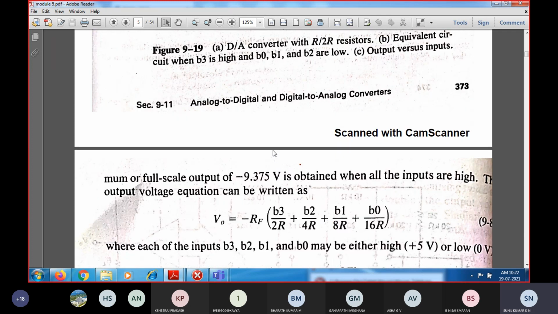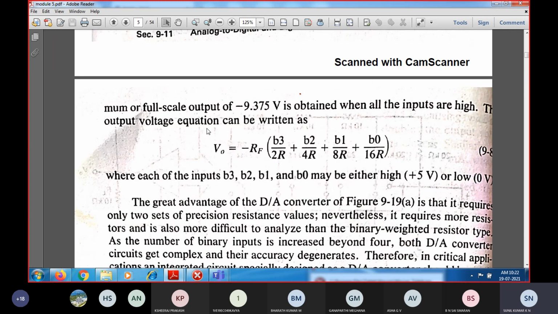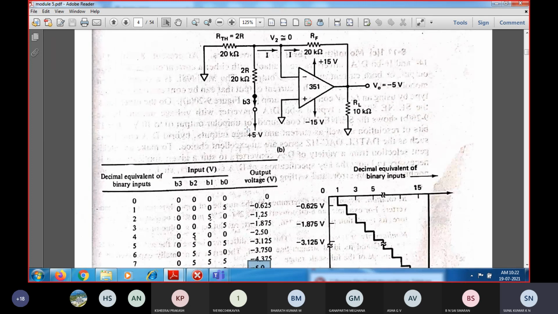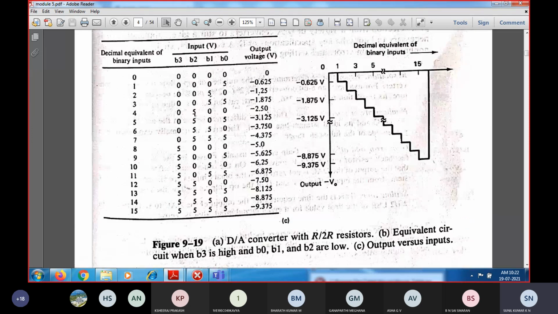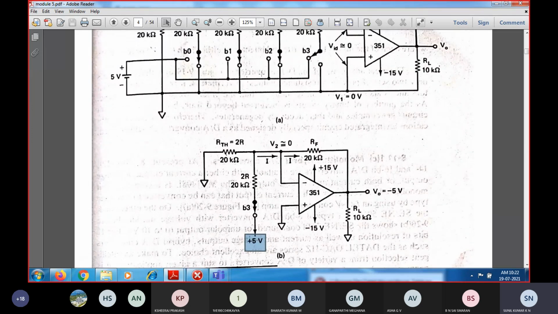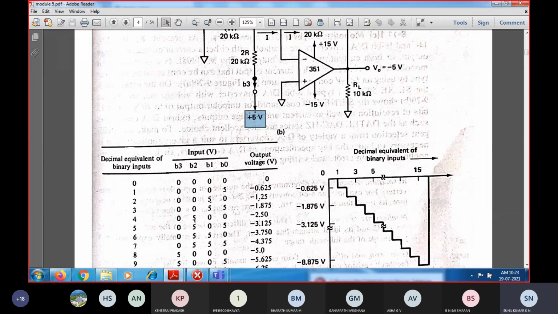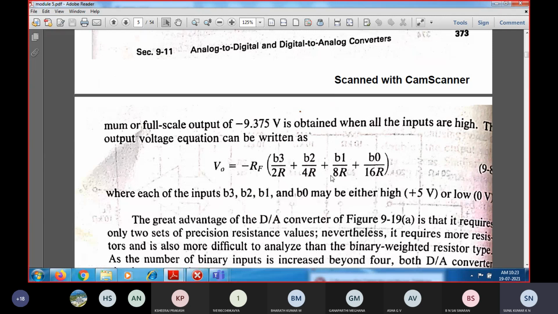So we will see one by one bit position. The same thing which was obtained for the previous, we will be getting the same. So B3 divided by 2R. Whenever this bit position is connected to 5 volts, at this node point you will be getting B3 divided by 2R. Whereas for the B2 bit position, whenever B2 is connected to 1 and all the rest of the inputs are connected to 0, you'll be getting B2 divided by 4R, plus B1 divided by 8R, plus B0 divided by 16R. So we will see how we will be getting this expression.